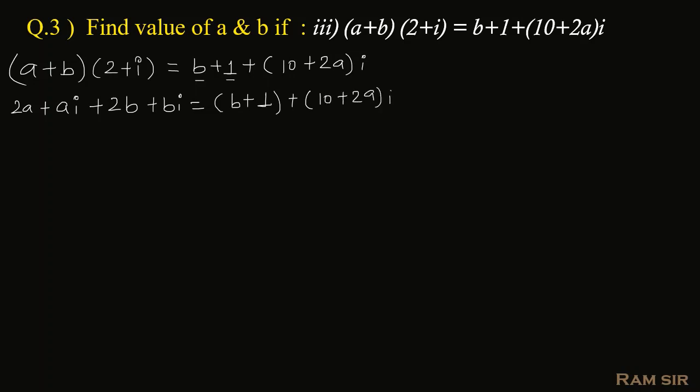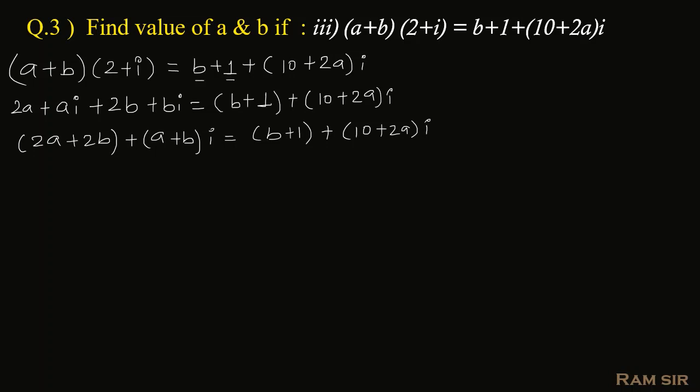So next step, on the left hand side also we'll write all real terms together, which are 2a plus 2b. These two terms are real, and write the imaginary terms together by taking i common. So we get (a plus b) into i, and the right hand side is (b plus 1) plus (10 plus 2a) multiplied by i. Now two complex numbers are equal.